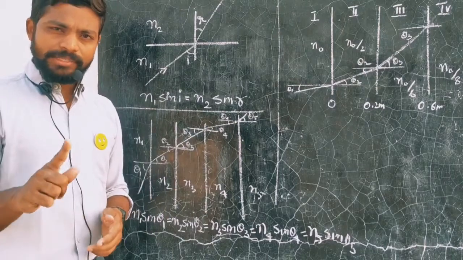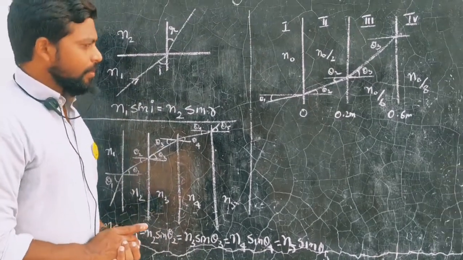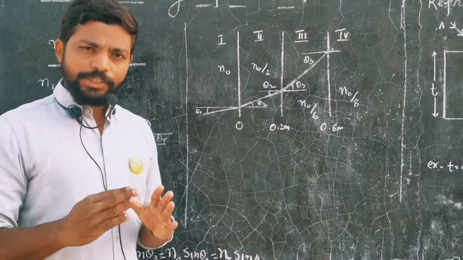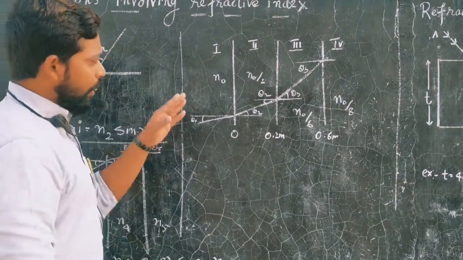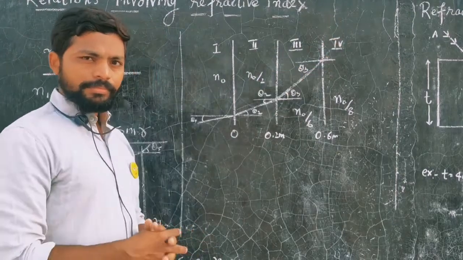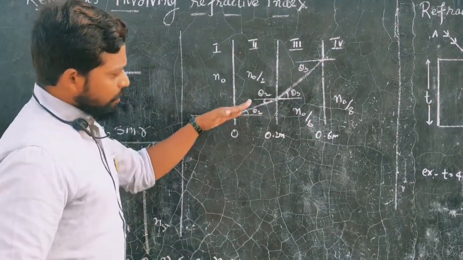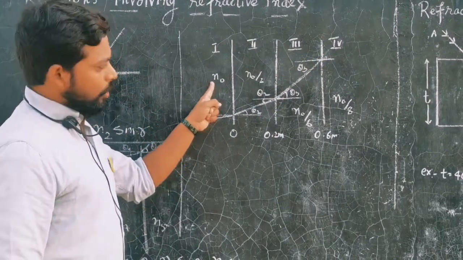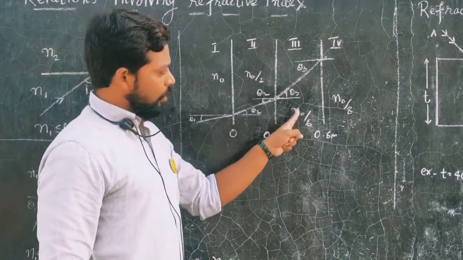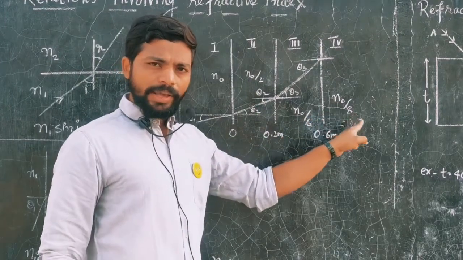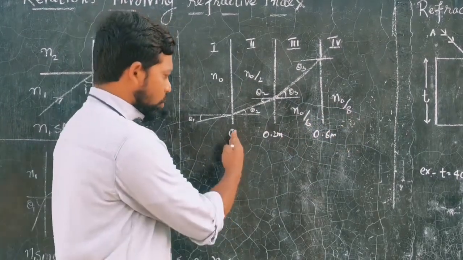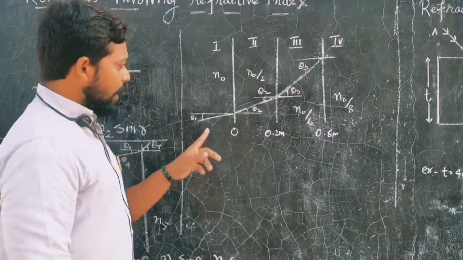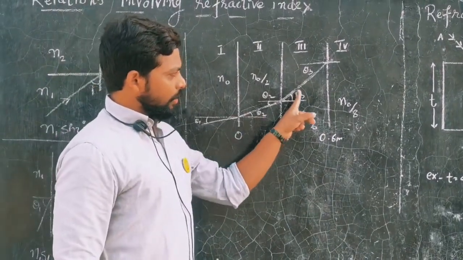Now we'll take an example of why we are learning this. Let us say the question is: light is passing from medium 1 to medium 4. This is how it is passing. The refractive indexes are given here: n0, n0 by 2, n0 by 6, n0 by 8. And this is the origin. From here the distance of each medium is also given, and the angles are given here: theta 1, theta 2, theta 3, theta 4.